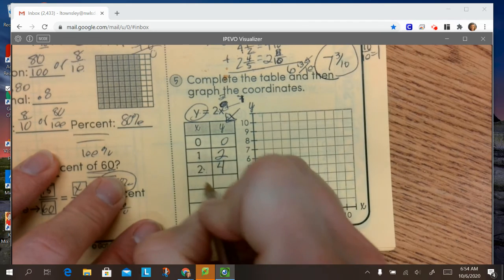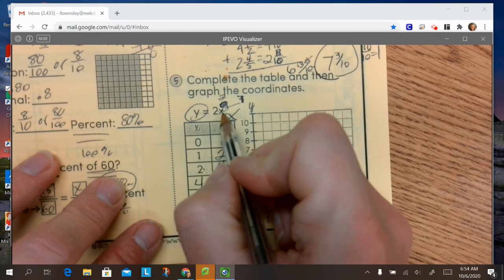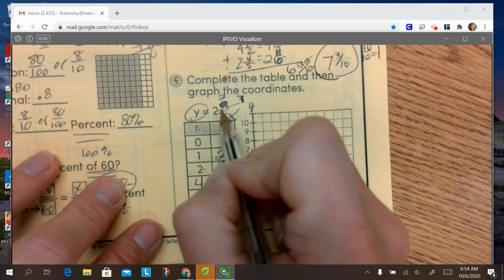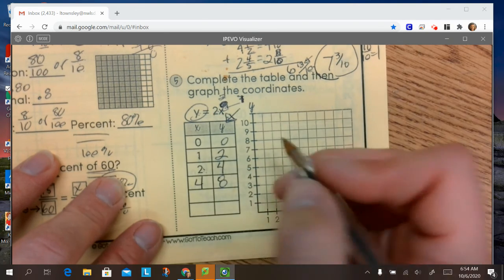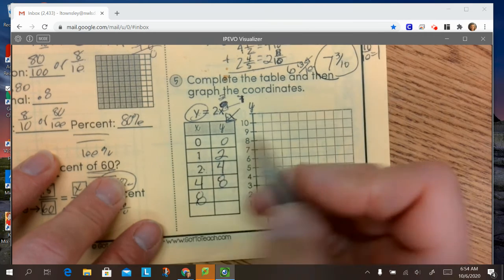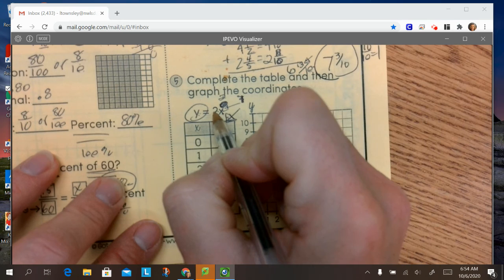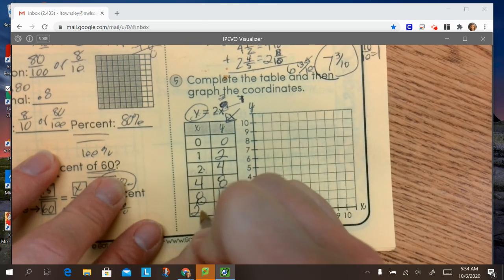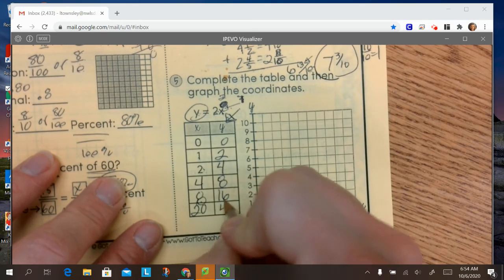So what if we did another one? What if we did 4? If I tell you x is 4, instead of this x, you put in a 4. 4 times 2, and remember you multiply because there's invisible math there. 4 times 2 is 8, so then y would be 8. Or what if I told you x was 8? If x is 8, then 8 times 2 is 16. Y would be 16. Or what if I told you x was 20? 20 times 2 is 40. Y would be 40.